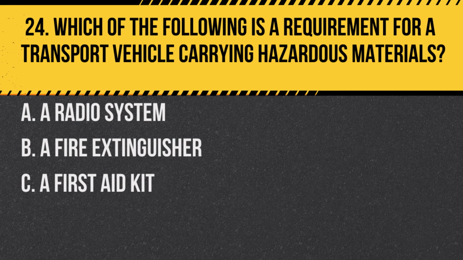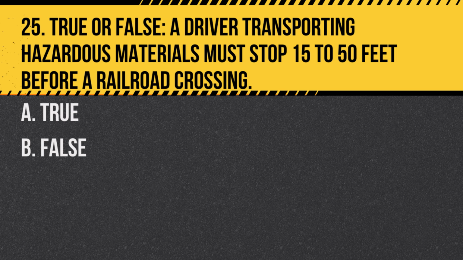Question 24. Which of the following is a requirement for a transport vehicle carrying hazardous materials? A. A radio system. B. A fire extinguisher. C. A first aid kit. Answer: B. A fire extinguisher. It's essential for safety.